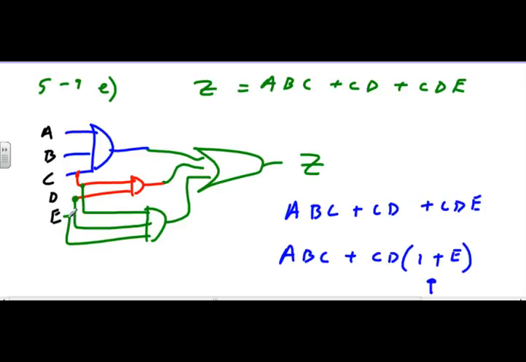See, if E is 1, it's irrelevant because C and D both have to be 1 in order for this to be 1, in which case this guy's 1 already. Okay? If E is 0, then this guy's turned off, and it's irrelevant because C and D can turn on that guy, which turns on this guy.